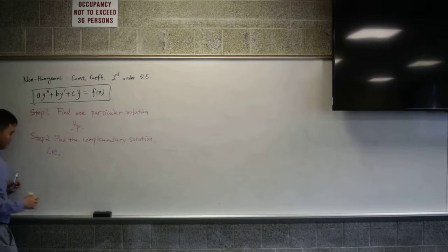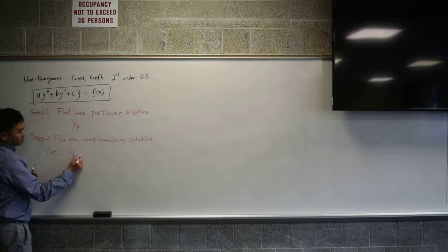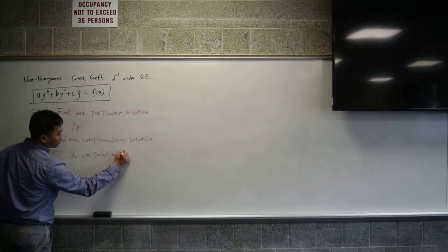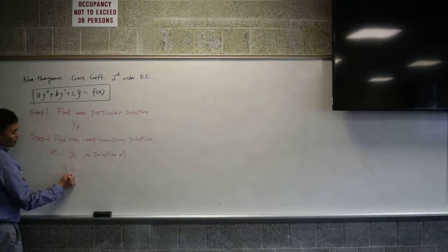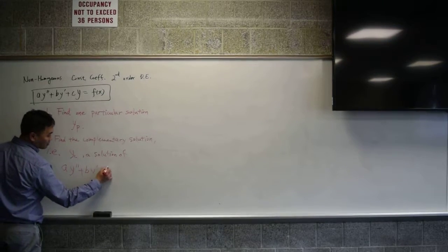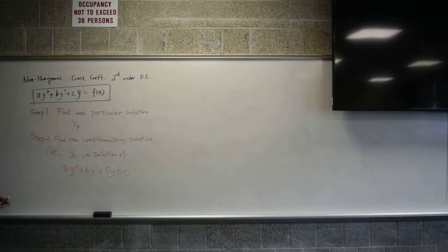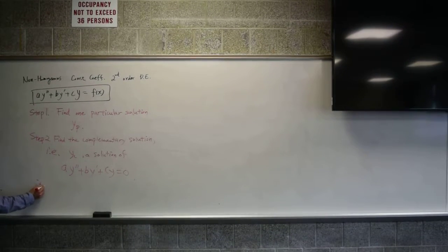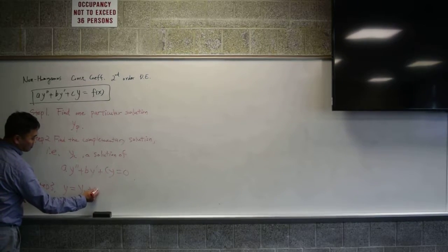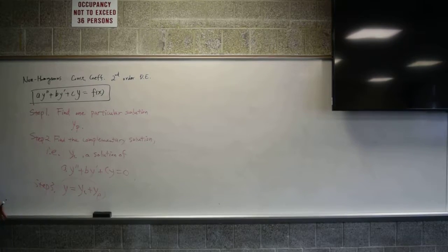That is, it's a solution of yc, a solution of ay double prime plus by prime plus cy equal to 0. And then step 3, which is the final answer. Step 3, y is equal to yc plus yp. That's the general solution. That's how you tackle a non-homogeneous differential equation.